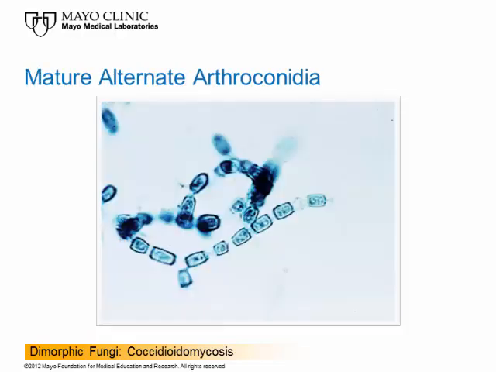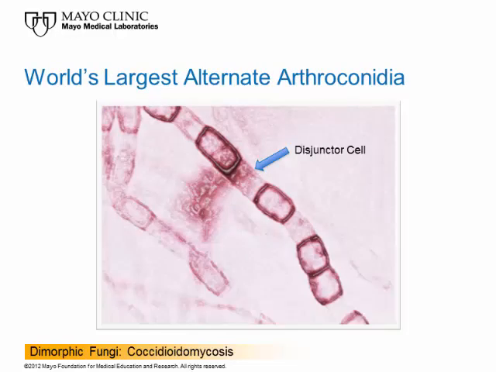Here's a very good example. It's an old slide from the Centers for Disease Control that shows these alternate arthroconidia. On the strand at the bottom, you see there's a rectangular spore. Some now look a little barrel-shaped. There's a clear space between them. That is what we're talking about with mature alternate arthroconidia. And here you can see the disjunctor cell and then the arthroconidium on either side.